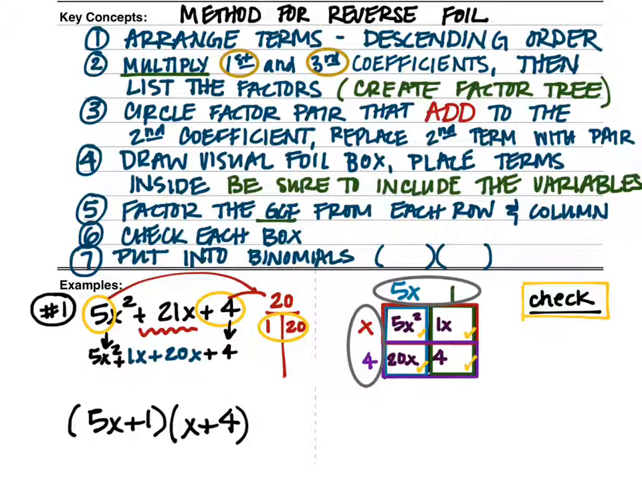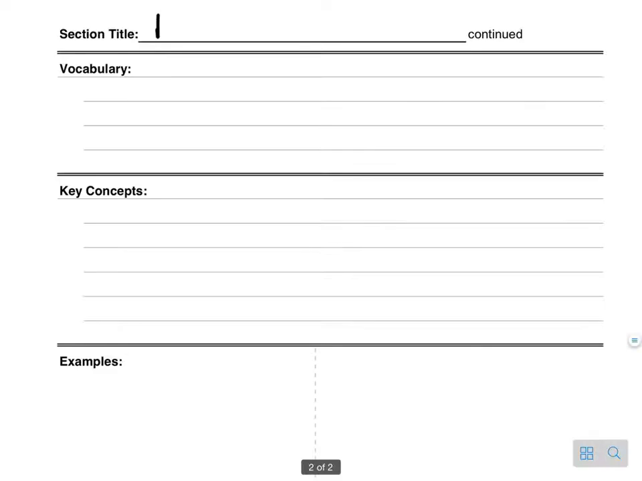Now we've done our first example. Let's go ahead and do a few more examples together. And we're going to continue this process. So again, the first piece that we're working on is identifying the reverse FOIL, and we're really looking to see if that leading coefficient is perhaps greater than 1. So please title this next section 4.5 reverse FOIL, and our example number 2 is going to be as follows.